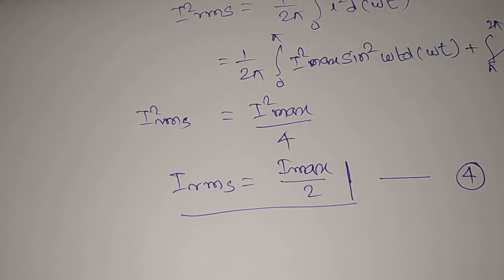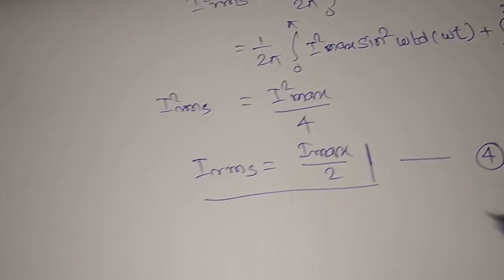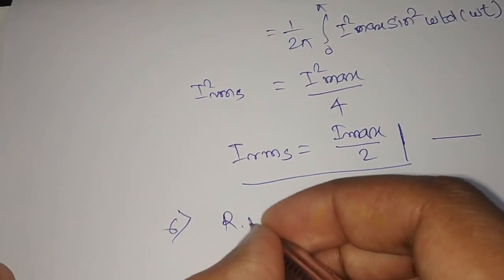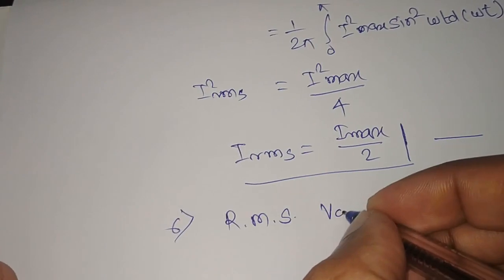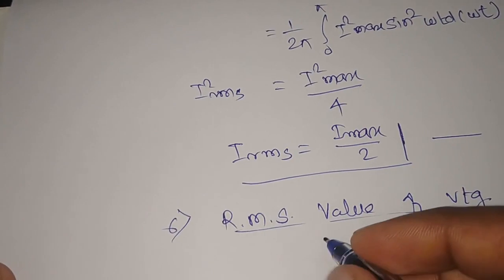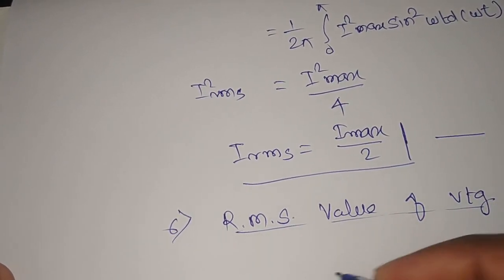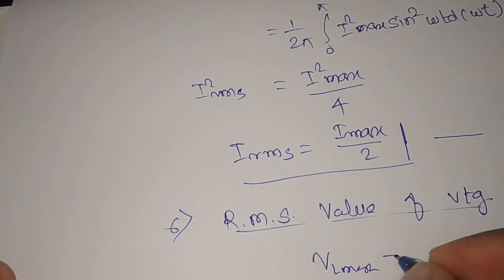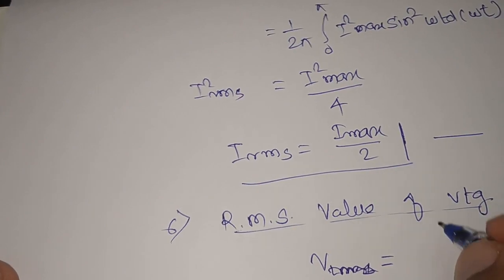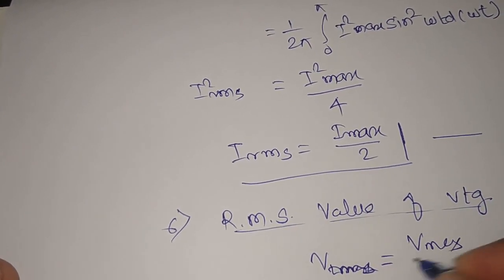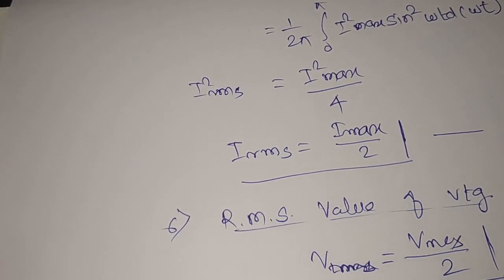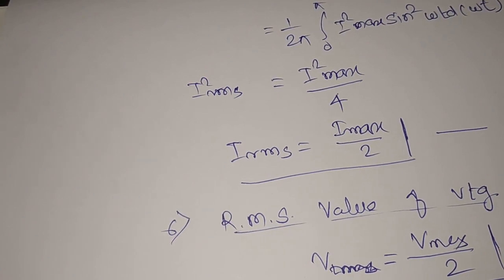Similarly we can calculate RMS value of output voltage. So RMS value of voltage, output voltage, we get it as V RMS is equal to V max by 2. So this is RMS value of output voltage.